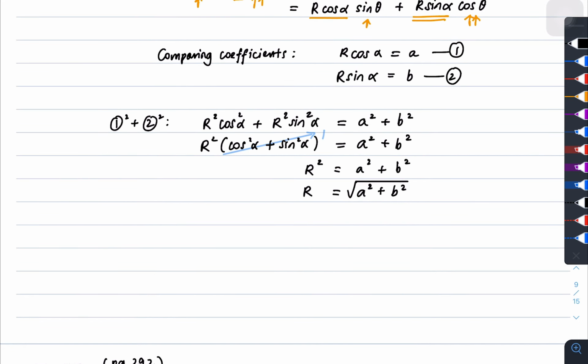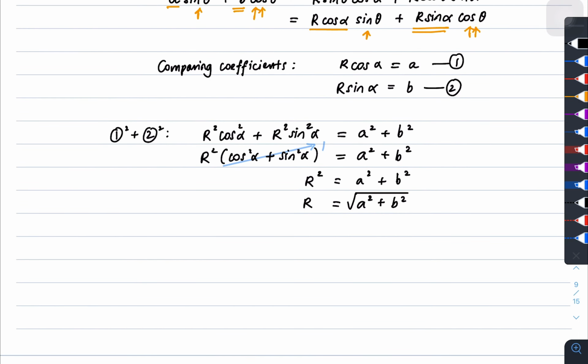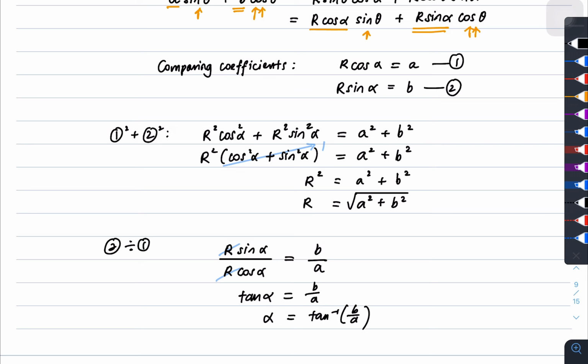Now, the second thing is that we can make use of tangent. So I'm going to take 2 divided by 1. So I have R sine alpha over R cos alpha is equal to B over A, 2 divided by 1. Now, I can do some cancellation. R can cancel. Then I will have tangent alpha is equal to B over A. So if I were to look for alpha, it will be tangent inverse of B over A, like that.